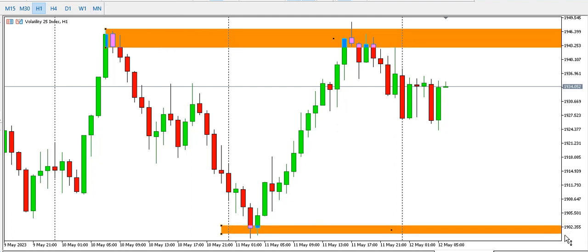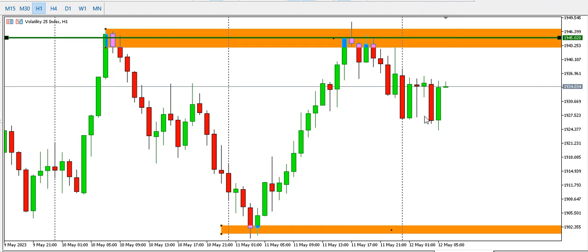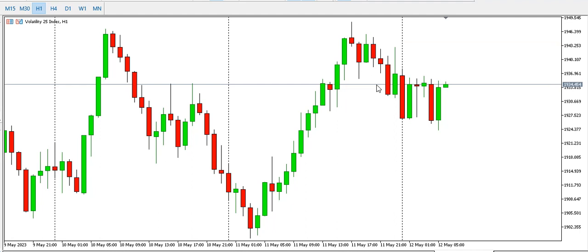On the 1-hour time frame, price is heading for the range top, the 1945 area. Price is heading for that. Look, the bears are trying to dip price, and the bulls are immediately resisting the dip. So for now, price is heading up.